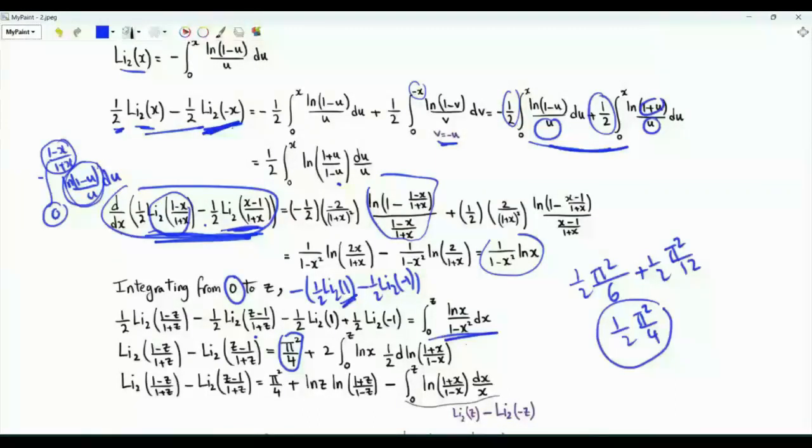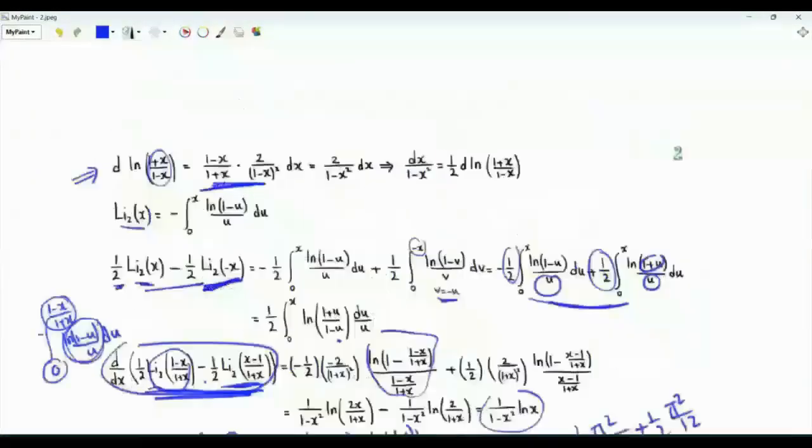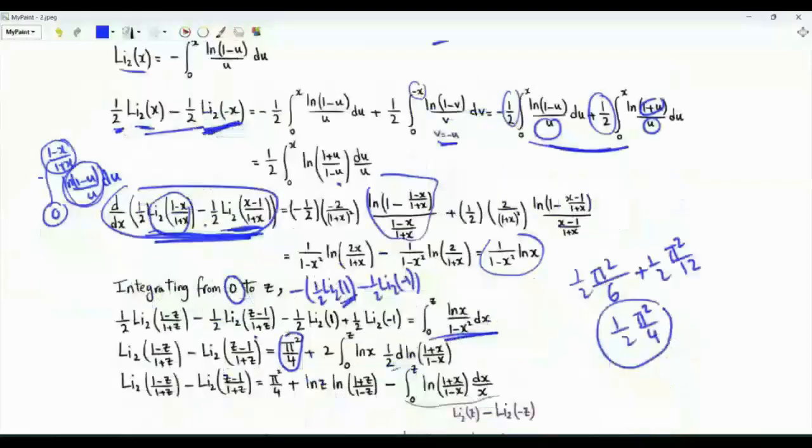Then we get double this integral here. Let's use the result at the top of the page. dx over 1 minus x squared is 1/2 d ln of 1 plus x over 1 minus x. Do integration by parts. We have the product. Using L'Hopital's rule, we can show that as x tends to 0 from above, this tends to 0.